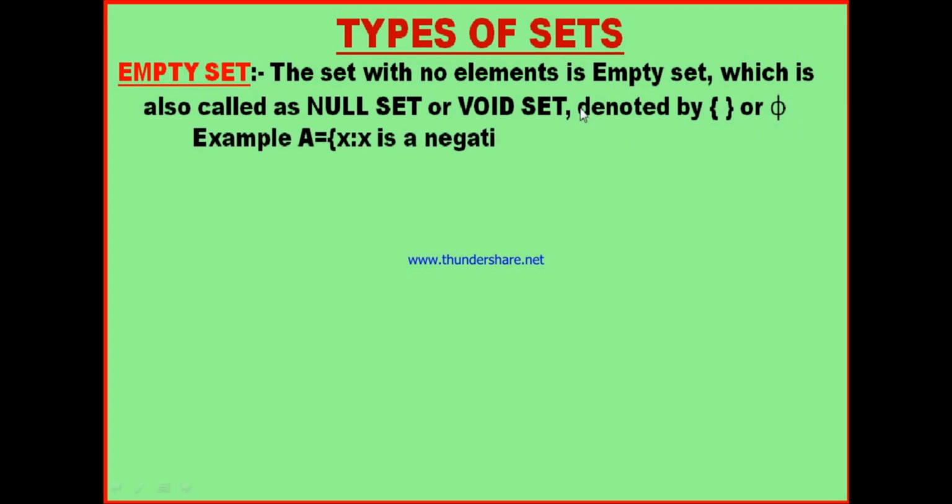Example. Now what is an empty set? I may give an example. See here. A is equal to the set of x such that x is a negative natural number. Is there any negative natural number? No. Natural numbers start from 1, 2, 3, 4 and so on. In the set of natural numbers you cannot find any negative natural number. Therefore there is no element belonging to this set, so it is an empty set.